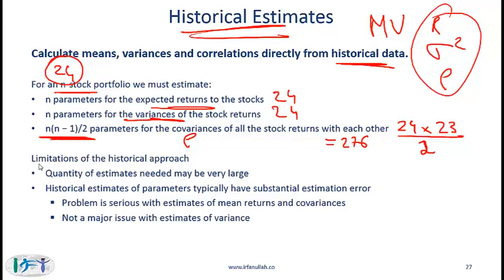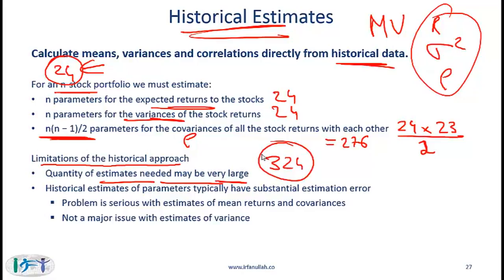But from an exam perspective and from a real life perspective, you need to understand the limitations of simply using historical data. One is that the quantity of estimates needed may be very large. Even in a relatively straightforward 24 stock portfolio, we need approximately 325 estimates. That's a lot. Okay, imagine if this is 50 stocks, then clearly the number will go up a lot, largely because of the number of pairwise correlations. So this is one issue.